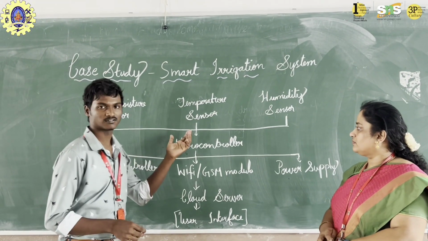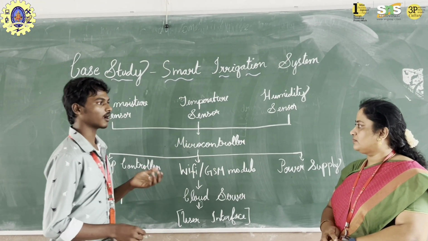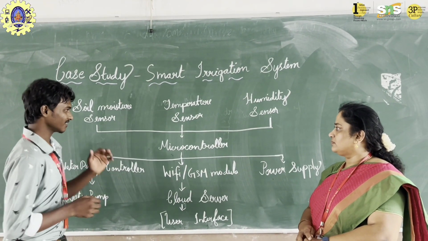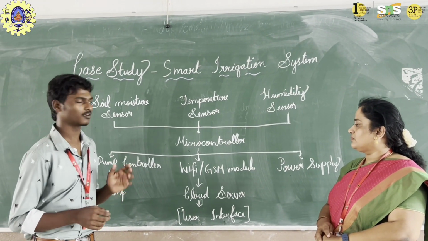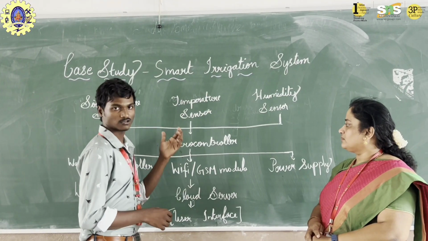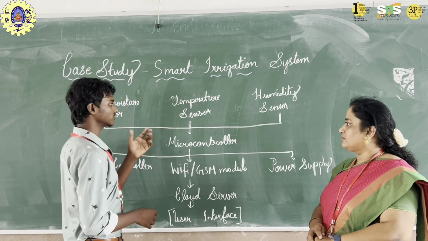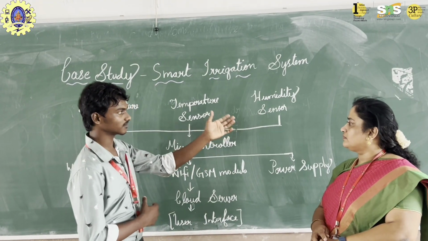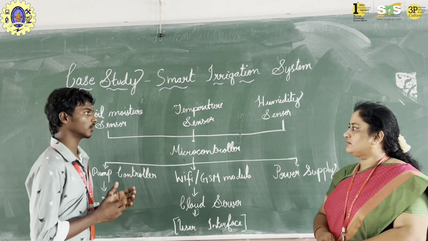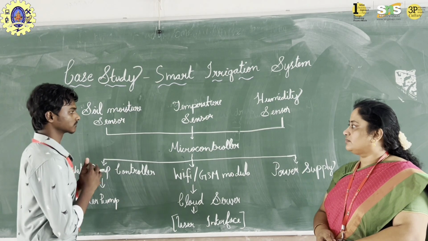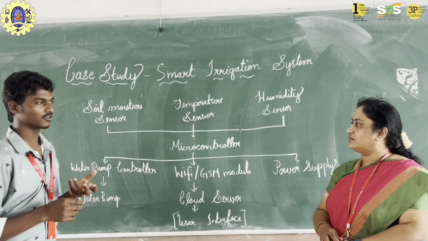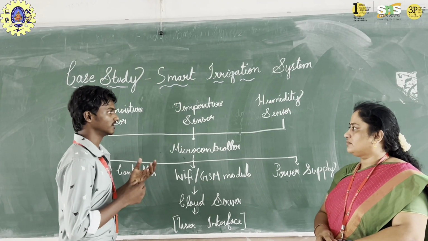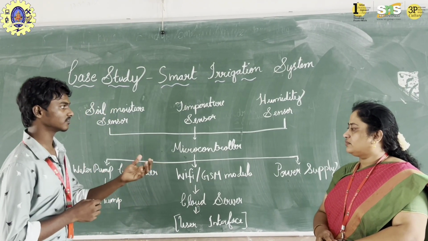Next, the temperature sensor. The temperature sensor provides the atmospheric temperature. In every state the temperature will be different, so to measure this temperature the temperature sensor is useful. Next, the humidity sensor. The humidity sensor provides the moisture in the air, like how the water spreads in the field. Whether it is very snowy or very hot, the humidity sensor will predict it.